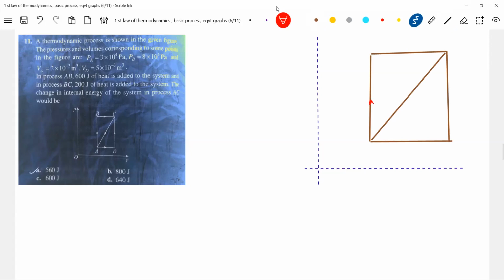So these are the paths: A, B, C. This is one part. AC is another part. ADC is another part. There's a volume, there's a pressure. In process AB, 600 joules of heat is added to the system, and in process BC, 200 joules of heat is added. So let me write it here, it'll be easy for us. QAB is 600 joules.